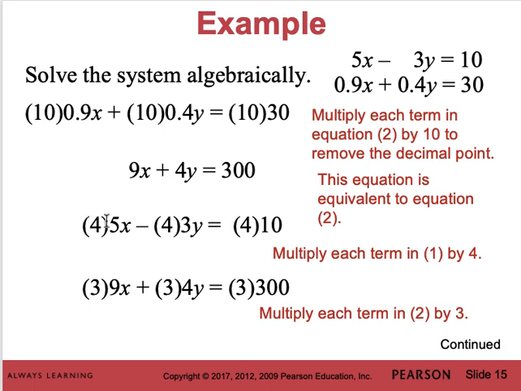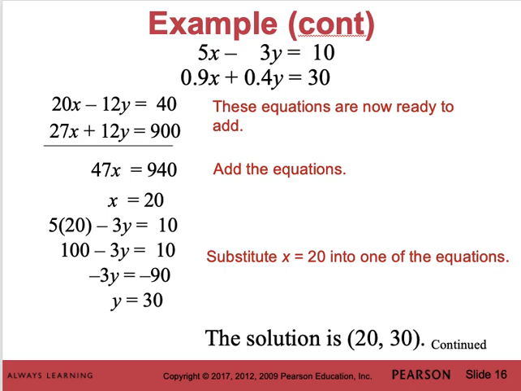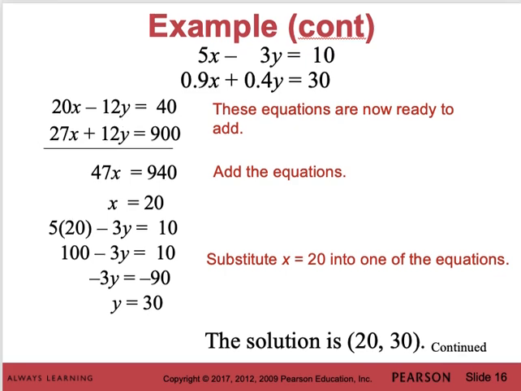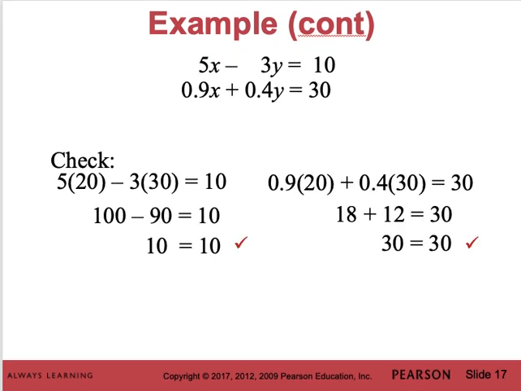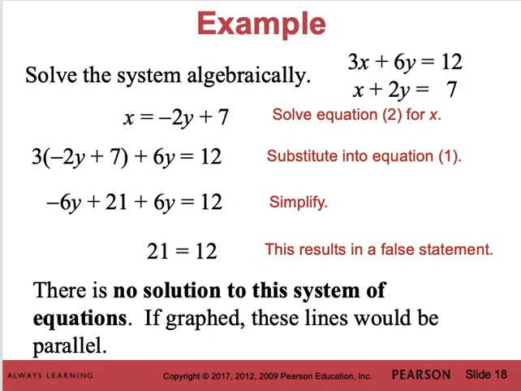So if we're multiplying this by 4, everything needs to be multiplied by 4 to keep it even. And same with the bottom. If we have to multiply by 3, then we're going to multiply everything by 3 to keep it even. Now we have a 12 that's positive and a 12 that's negative to cancel. And then we can solve for x and substitute to solve for y. We can then check our solutions to make sure that they work in both of our equations.